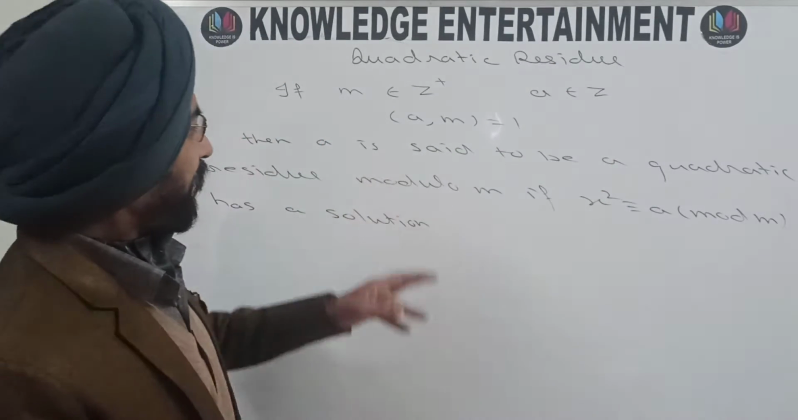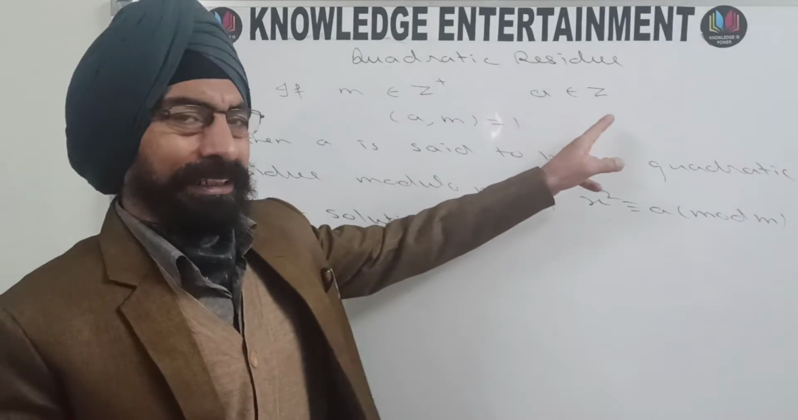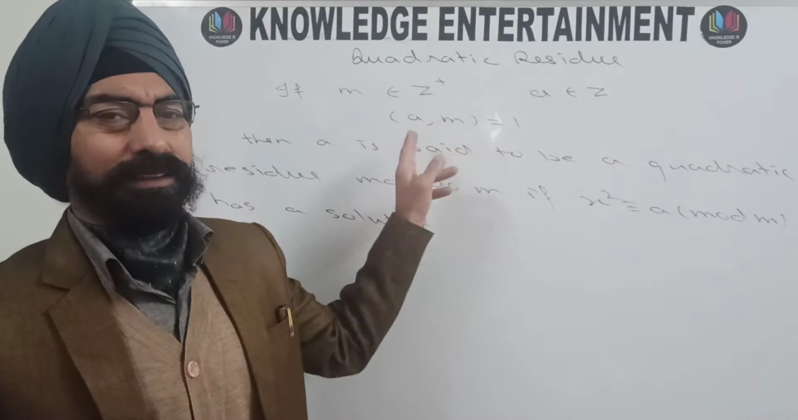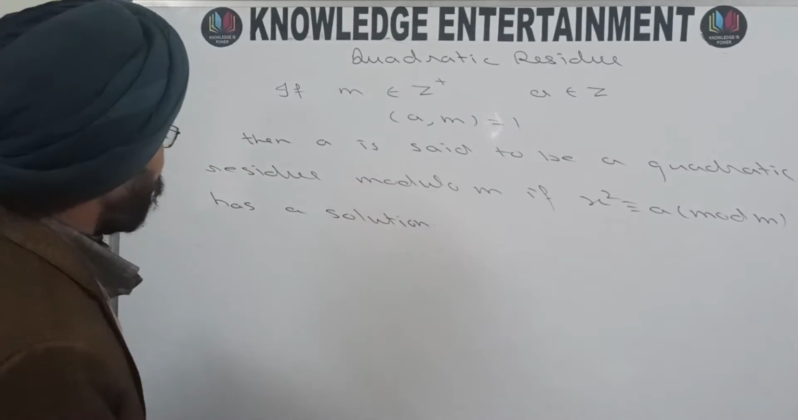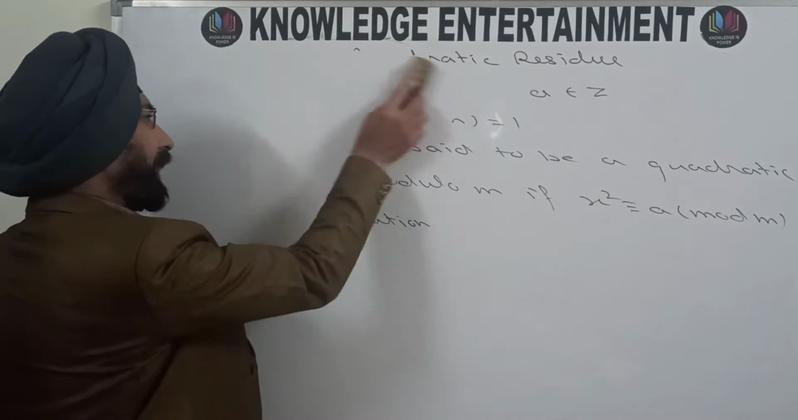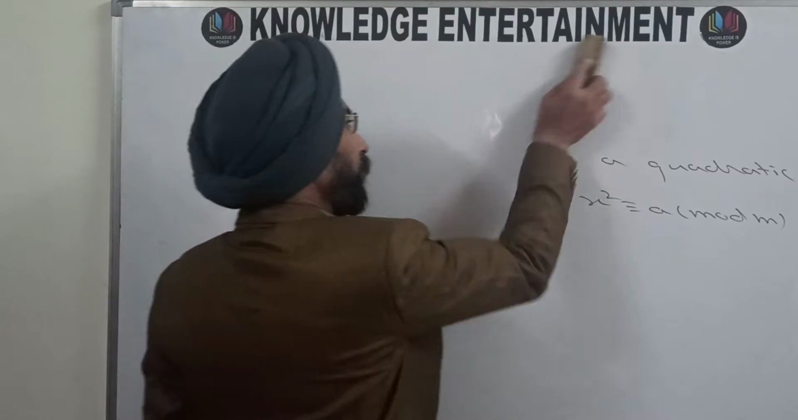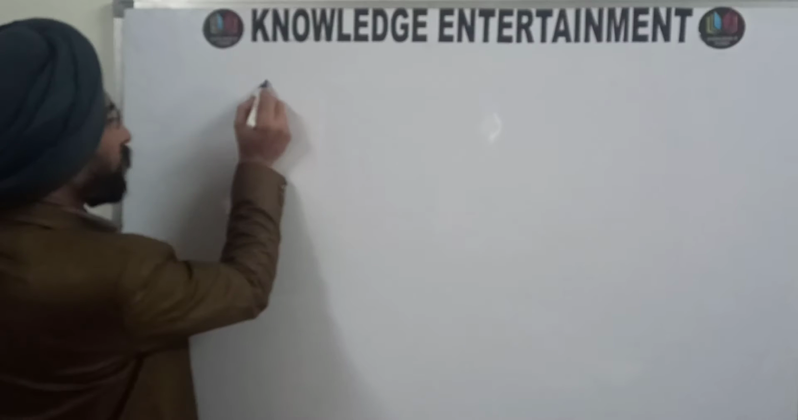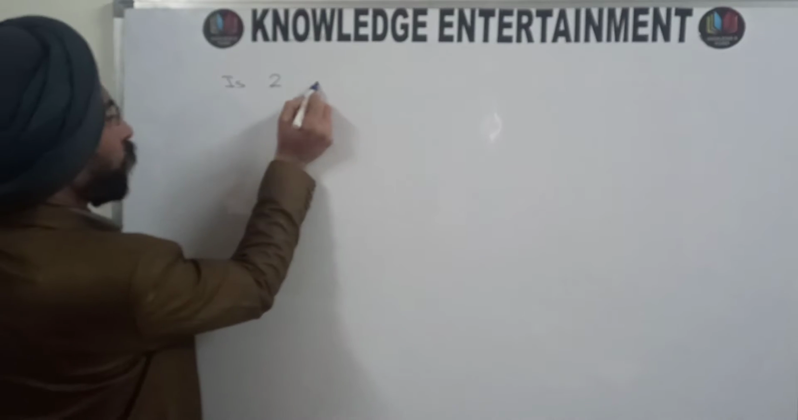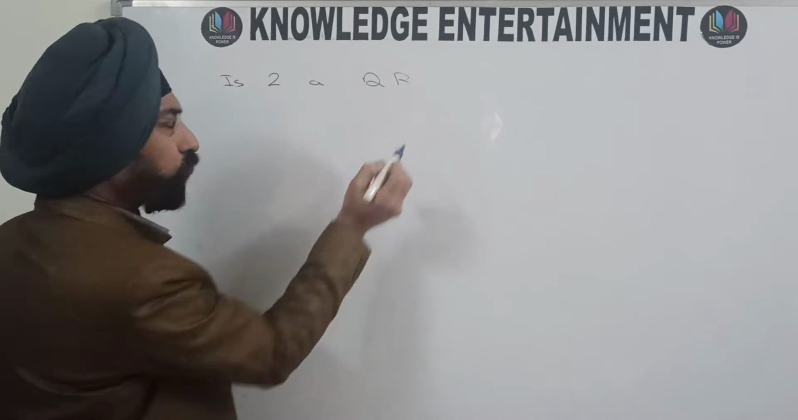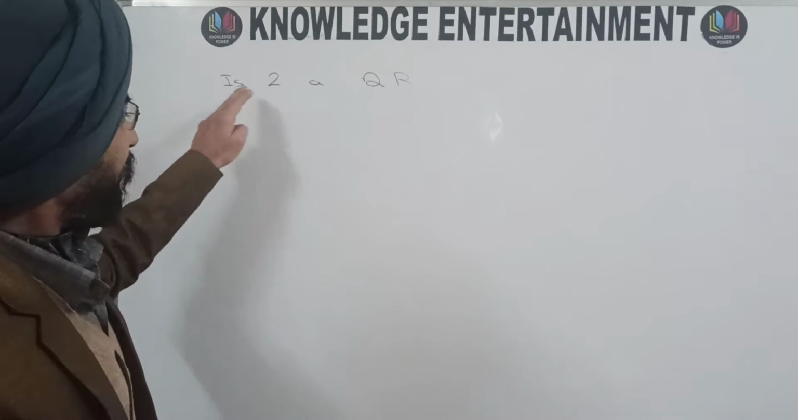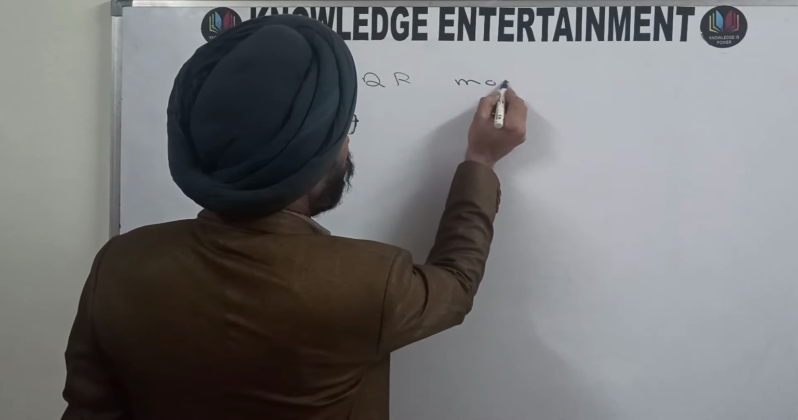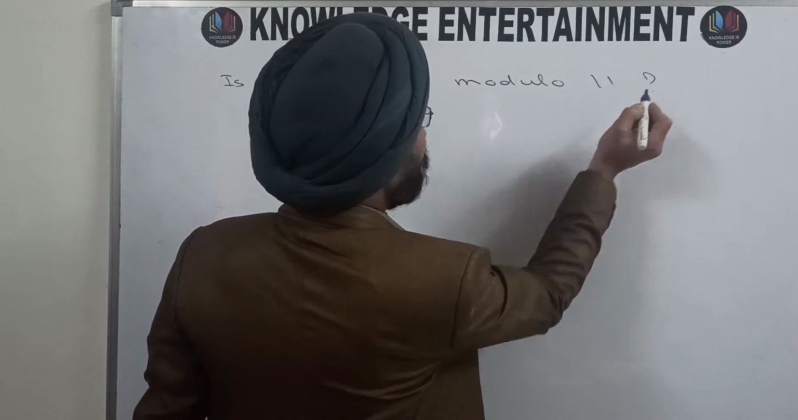The two conditions are necessary, that m should be a positive integer, a is an integer, and GCD of a and m is 1. This is a must. So let us see some examples. Suppose I want to check whether 2 is a quadratic residue modulo 11 or not. For quadratic residue, in future we will use the symbol QR. So is 2 a quadratic residue modulo 11?